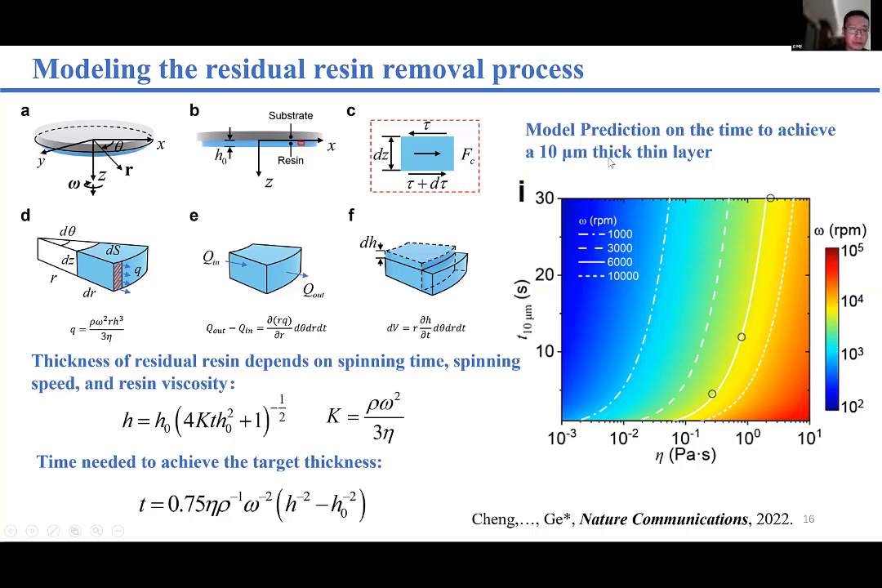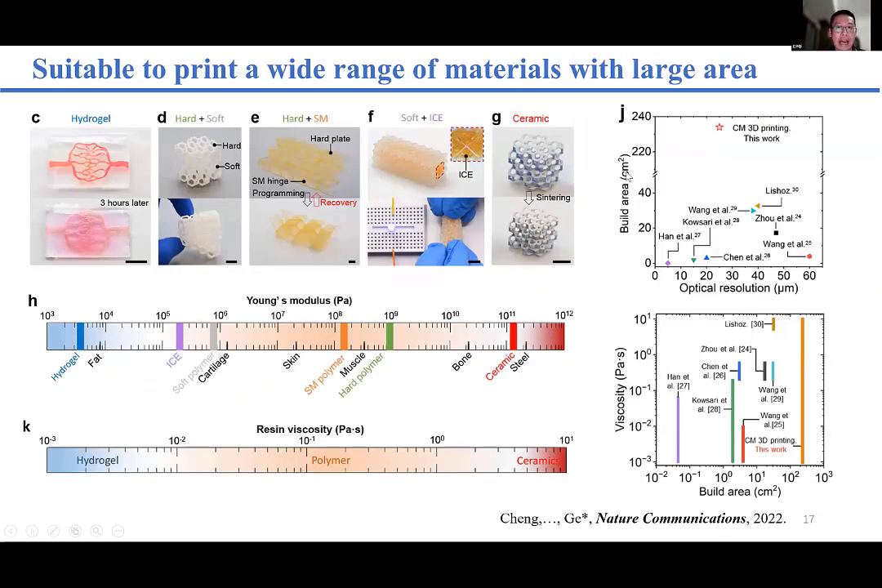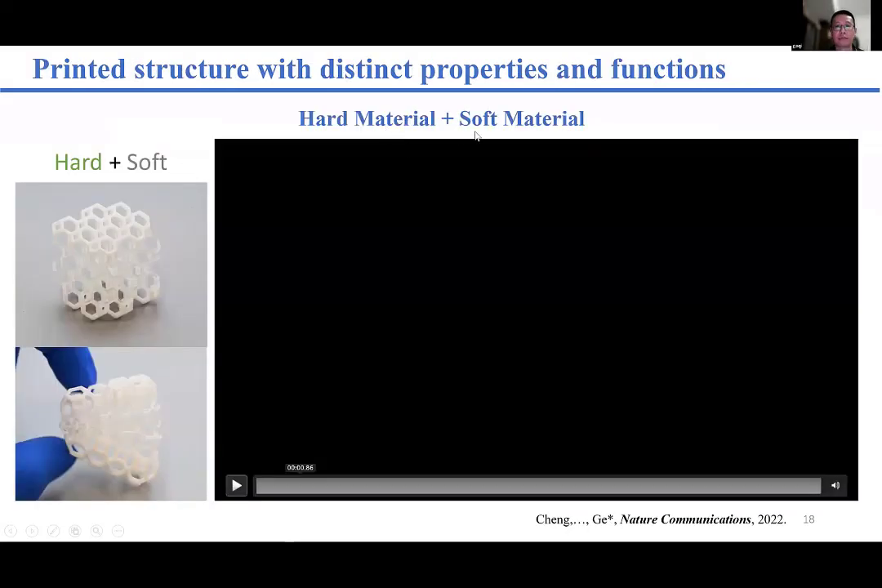And also using our 3D printer, we can print a wide range of materials, from hydrogel to ceramics. The modulus can range from a few kilopascals to a few hundred megapascals, and the viscosity also covers a lot, from very low viscosity hydrogel to very viscous ceramics. And here are a few examples. We can print hard material and soft material together.